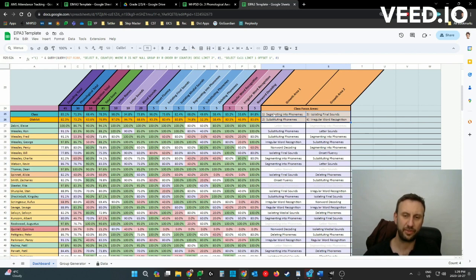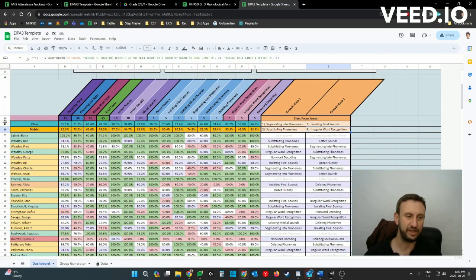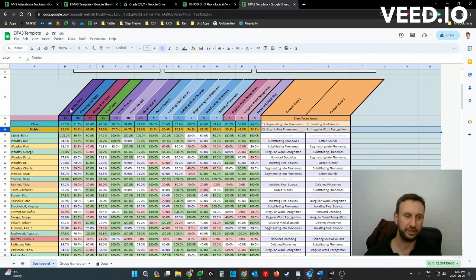So we can see that there are 4 different items that are shown, and take these with a grain of salt. Okay, definitely double check it against the data, but just at a glance, these are 4 things that the class needs to work on. So that includes segmenting phonemes, substituting phonemes, isolating final sounds, and irregular word recognition. Those are the 4 things that the class needs to work on the most based on their results. You can see class and district averages here for each total as well as for each individual outcome, so that's very easy to see.